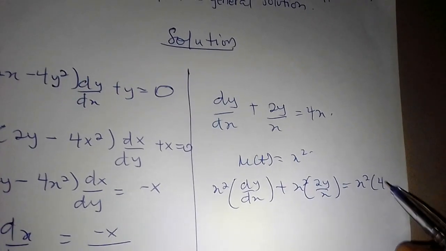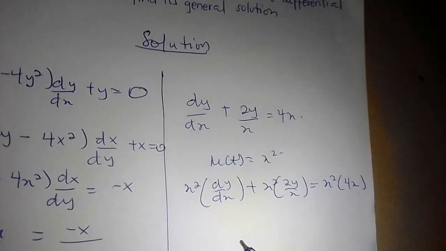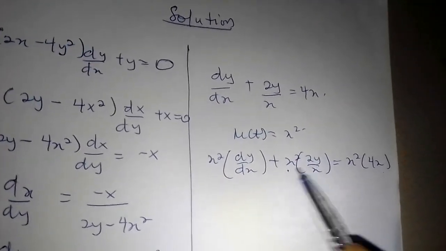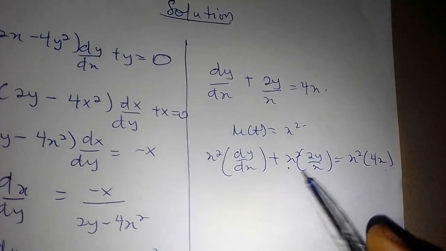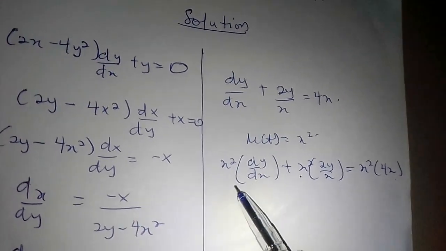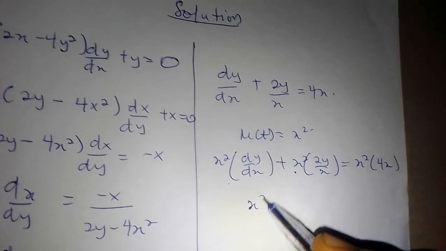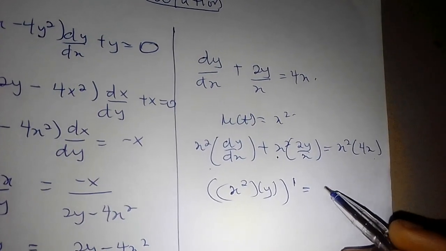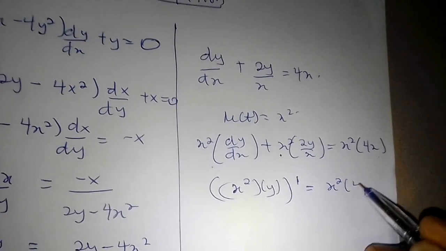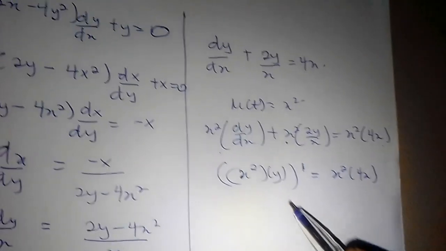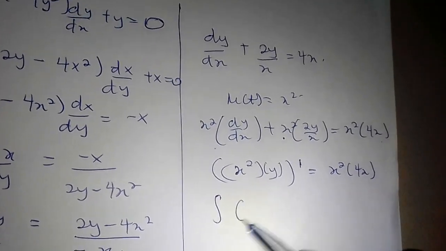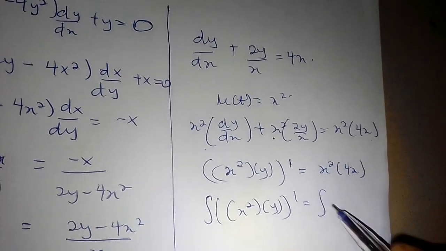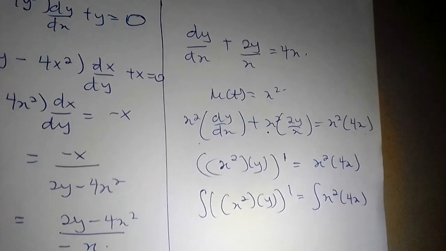So we have a condition in first order linear differential equations that whenever the integrating factor multiplies the coefficient of y, the resulting expression is the derivative of the integrating factor times y. Hence, this whole expression is reduced to the product of the integrating factor and y, all prime, to be equal to x squared times 4x, like this. Now, if we want to find y, the next thing to do is integrate both sides. (x squared y) prime is equal to the integral of x squared times 4x, like this.